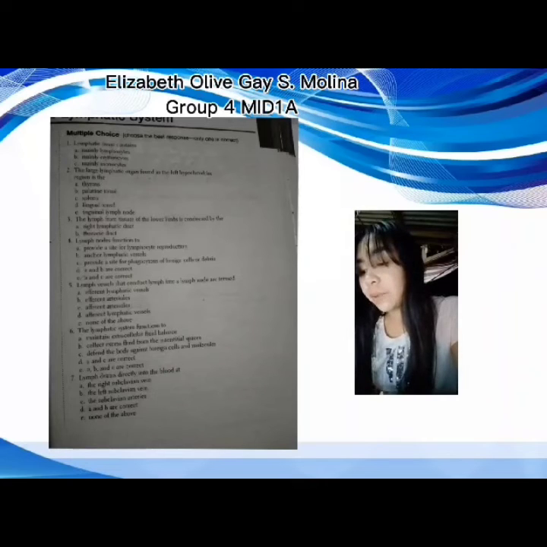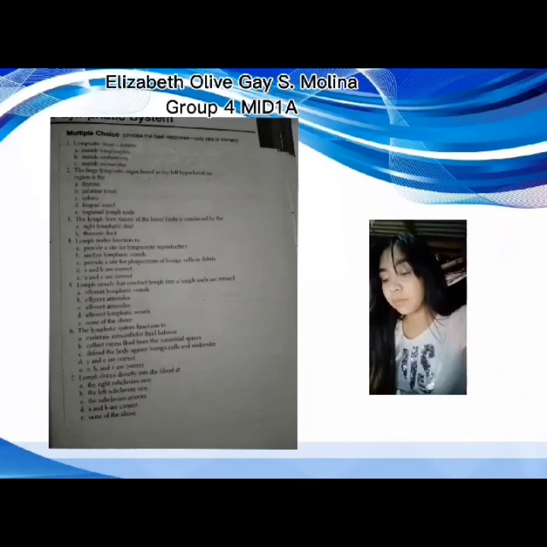Number 3. The lymph from tissues of the lower limbs is conducted by the: A. Right lymphatic duct, B. Thoracic duct. The answer is letter B. Number 4. Lymph nodes function to: A. Provide a site for lymphocyte reproduction, B. Anchor lymphatic vessels, C. Provide a site for phagocytosis of foreign cells or debris, D. A and B are correct, E. A and C are correct. The answer is letter E.